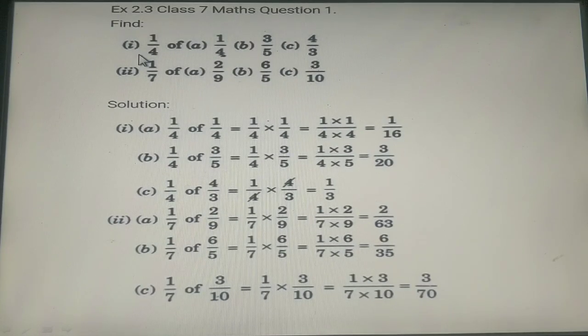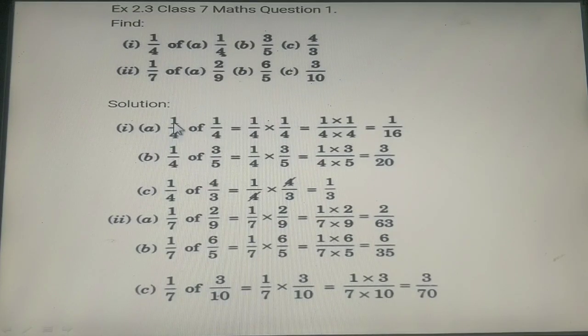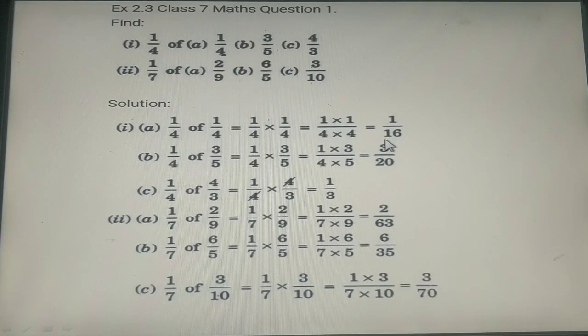Your first question says, find out 1/4 of A, that is 1/4, 1/4 of 3 by 5, 1/4 of 4 by 3. Now we have already discussed that of means multiplied. So here, 1/4 of 1/4 is 1/4 into 1/4, product of numerators upon product of denominators. So here you will write 1 into 1 upon 4 into 4. Directly you cannot cut anything over here, so you will just write 1 into 1 is 1 and 4 into 4 is 16. So the answer is 1 upon 16.